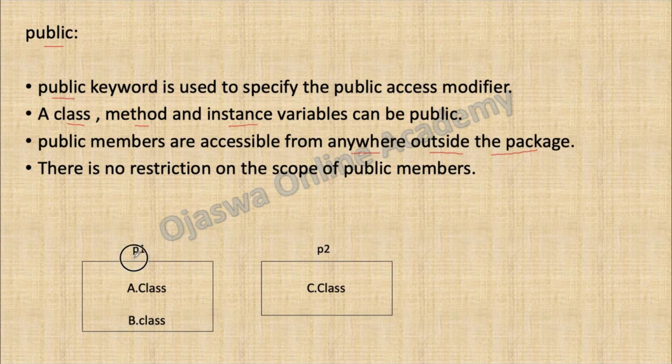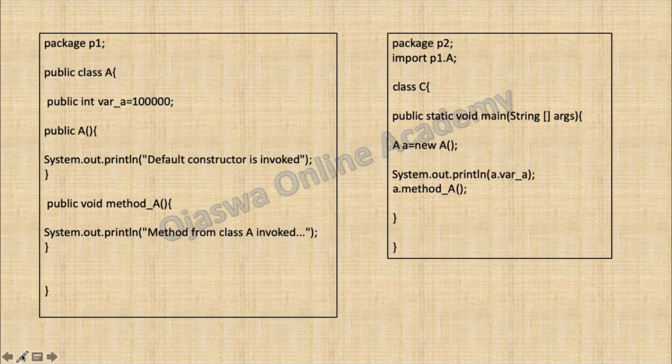For example, you have package P1 and class A and B inside package P1. Class A has public data members. So, public data members belonging to class A are accessible from anywhere outside the package. That means class C belonging to package P2 can have access to the public members of class A. Let us try to understand this with the help of a program.